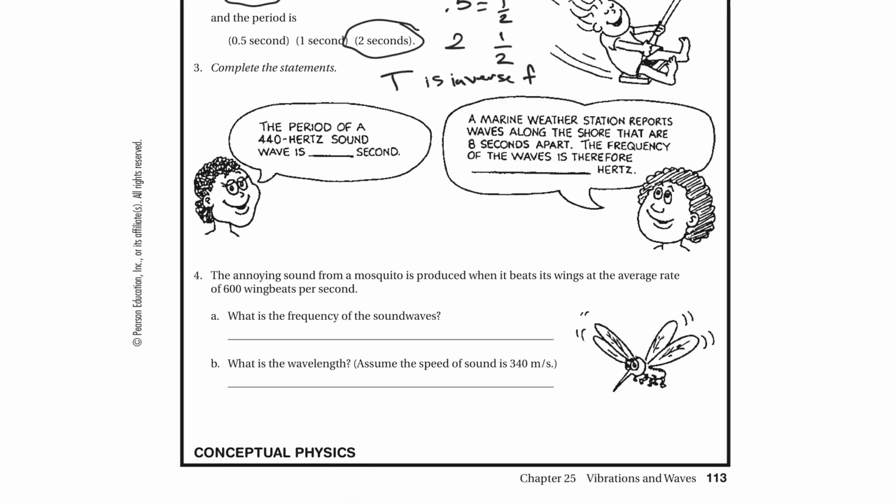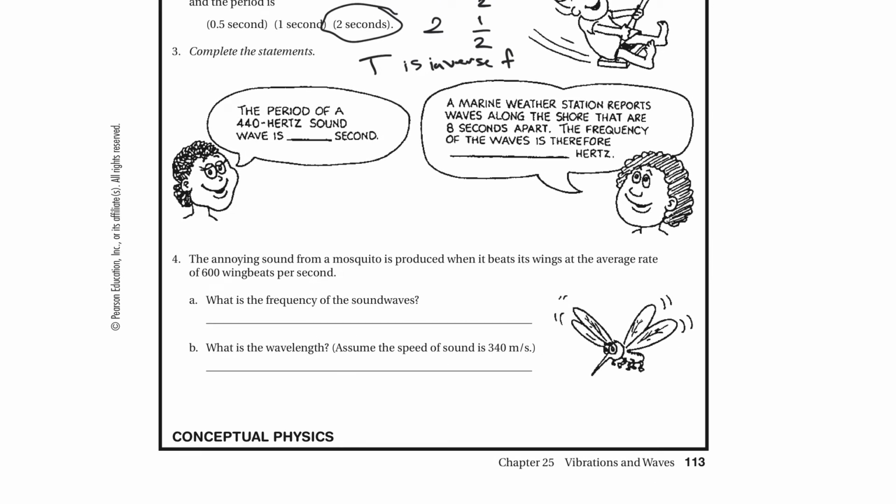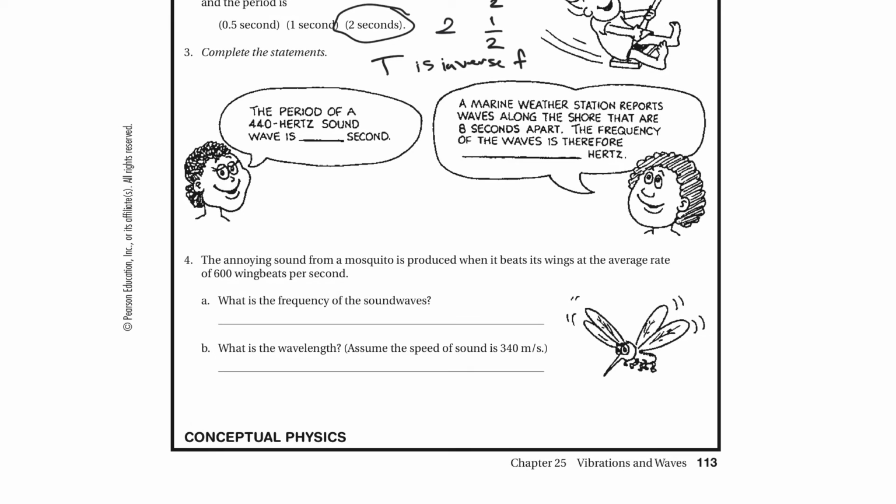Okay. So the next question, complete the statements. The period of a 440 hertz sound wave is what, in seconds? Well, the period is the inverse of the frequency. And if the frequency is 440, what is the period? Well, it's going to be the inverse of that, so it's 1 over 440. Okay, I don't know why I put 400. 1 over 440. Right?